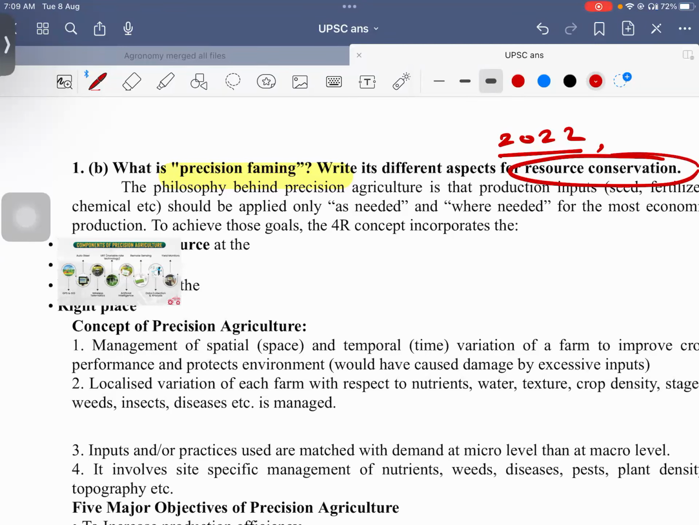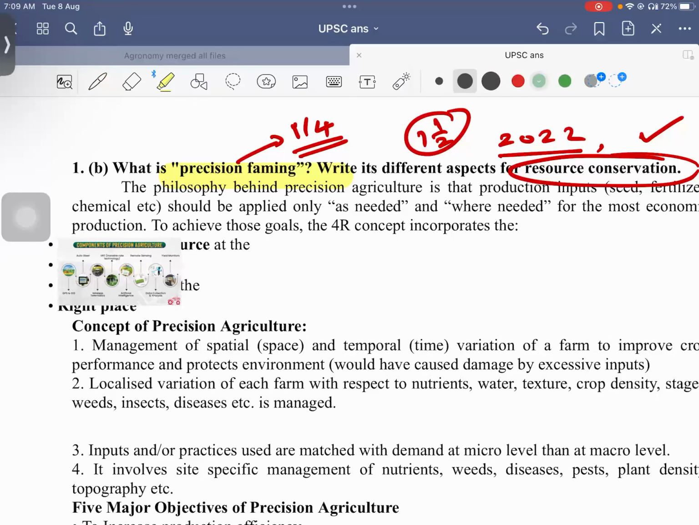They're asking, so here, maybe a quarter of the page, we will discuss the basics: what is precision farming. Then another 1.5 pages we will go for the application aspects in case of conservation agriculture. In that case, they're asking for application only.